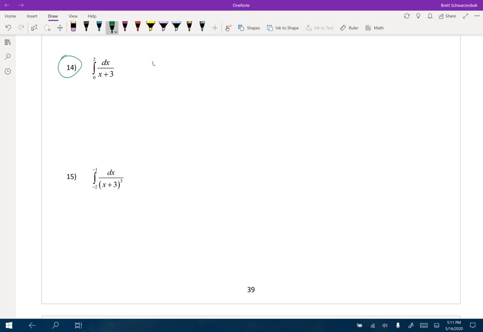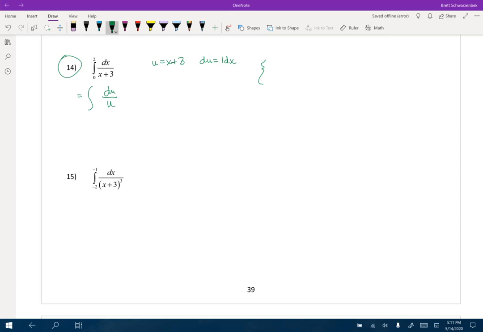So the only thing we could make our inner function would be x plus 3, and if we find the derivative of that, we get 1 dx, which basically means that dx is equal to du. It's pretty super simple. Okay, but remember, we need to find the limits of integration. So we have our integral. Right now we have dx is equal to du, which replaces the top, and u is equal to x plus 3. So we have that so far.